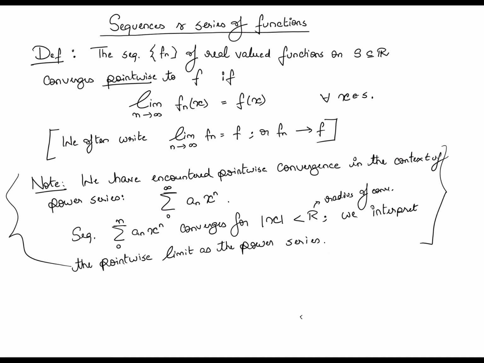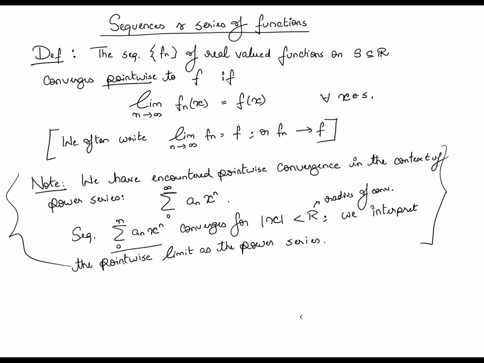So the point here is that the power series was in fact defined as the pointwise limit of this sequence of functions. It's actually a series, but we know that series can also be thought of as sequences. So the sequence of these running sums of functions, the pointwise limit of this, which is guaranteed to exist for mod x less than r, is exactly what we interpreted as the power series. So that's an example of pointwise convergence that one has already encountered.